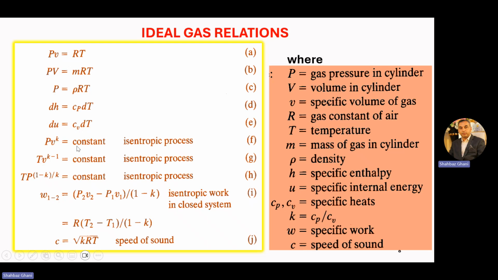The differential of specific internal energy is equal to specific heat at constant volume times the differential of temperature. Now, for an isentropic process, we have P times specific volume raised to the power k is constant. In terms of temperature, T times specific volume raised to k minus 1 is constant, and temperature and pressure, T P to the power (1 minus k) over k, is equal to constant. Specific work from 1 to 2 is equal to pressure at 2 times specific volume at 2 minus pressure at 1 times specific volume at 1, divided by 1 minus k. Isentropic work in a closed system is equal to R (T2 minus T1) divided by 1 minus k. And speed of sound is equal to square root of kRT.